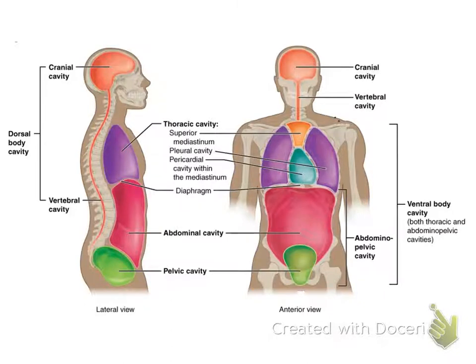The ventral cavity is made up of the thoracic cavity and the abdominopelvic cavity. The thoracic cavity within it has the cavity called the mediastinum, which houses the heart. The abdominopelvic cavity is divided into the abdominal cavity and the pelvic cavity.